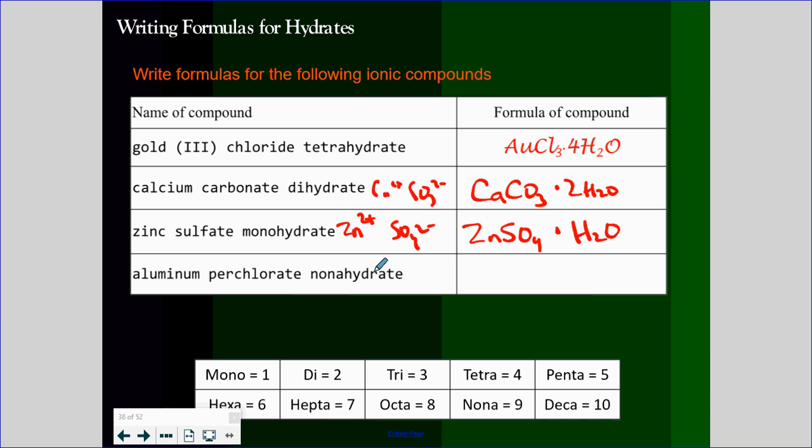Aluminum perchlorate nonahydrate. Wow. Aluminum, 3 plus. Perchlorate, 1 minus. So I gotta have 3 perchlorates per aluminum. So there's my aluminum, perchlorate, 3 of them. The dot and a nona. Nona means 9. I almost wrote N. 9 waters.